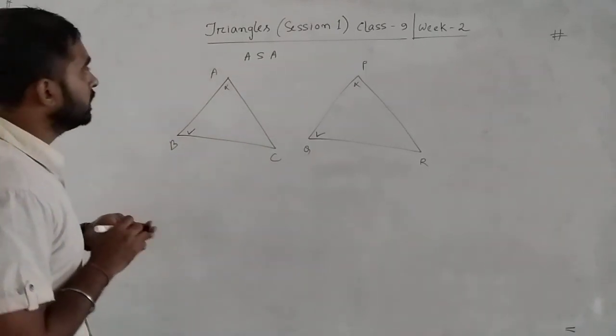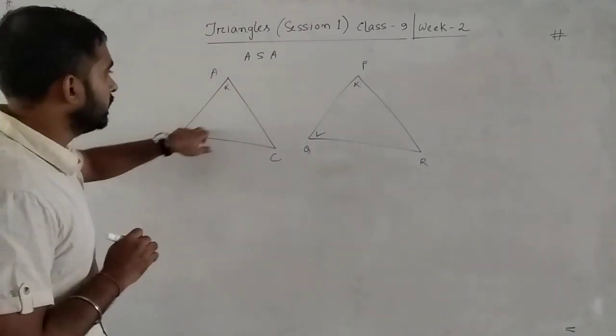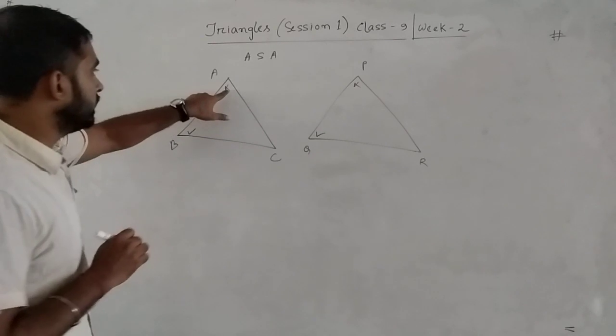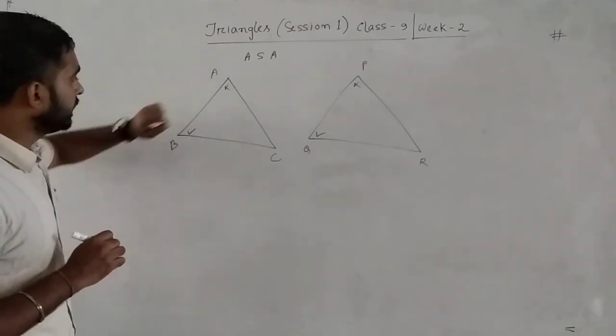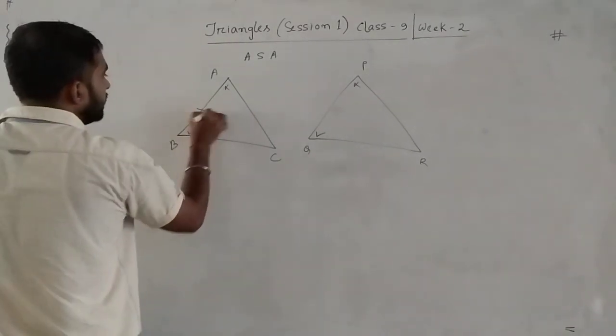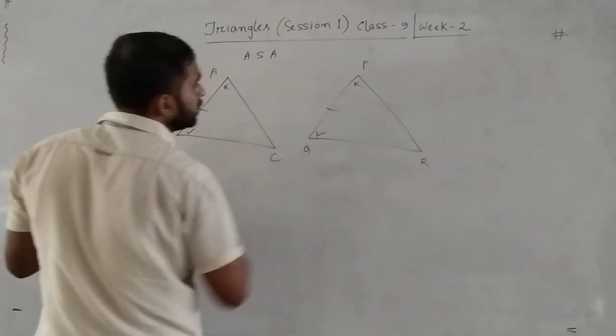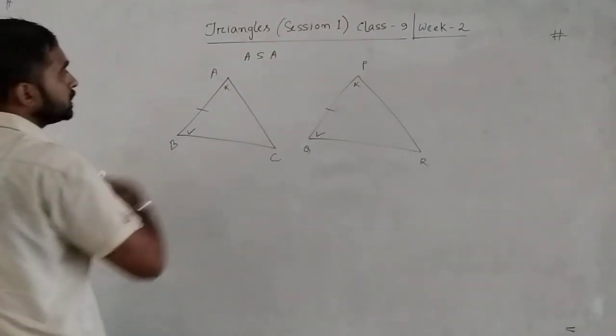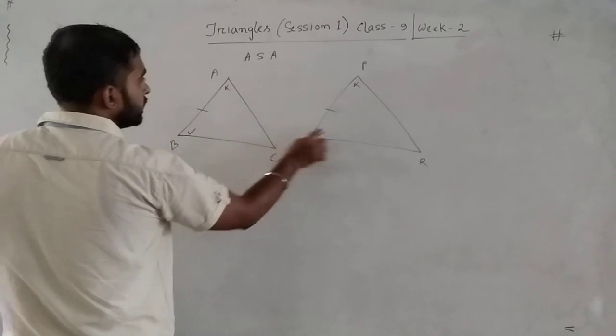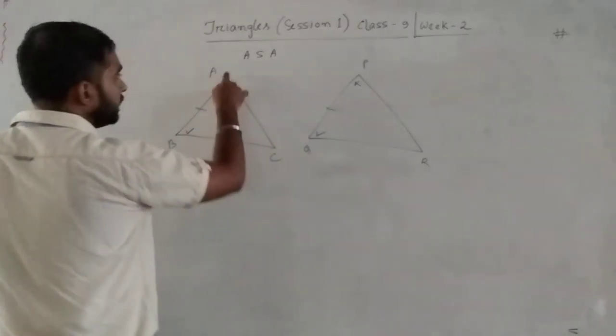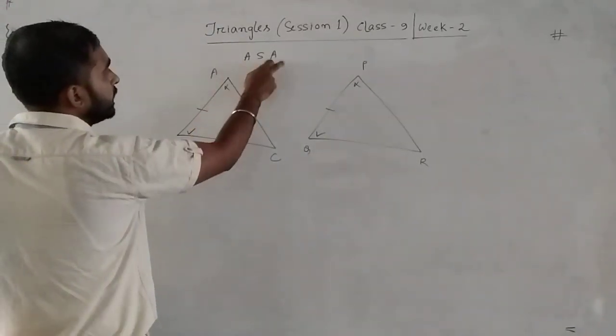Now what is the side between these two angles and these two angles? The side between angle A and angle B is AB, and here that is PQ. So if these two angles are equal and these sides are equal, then they are congruent by angle, side, angle.